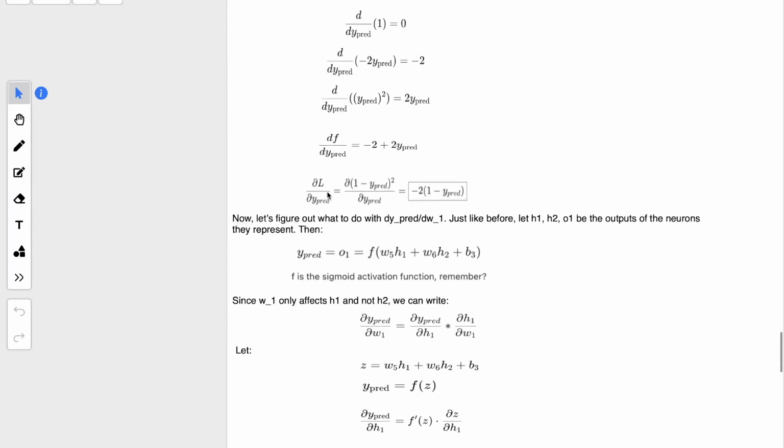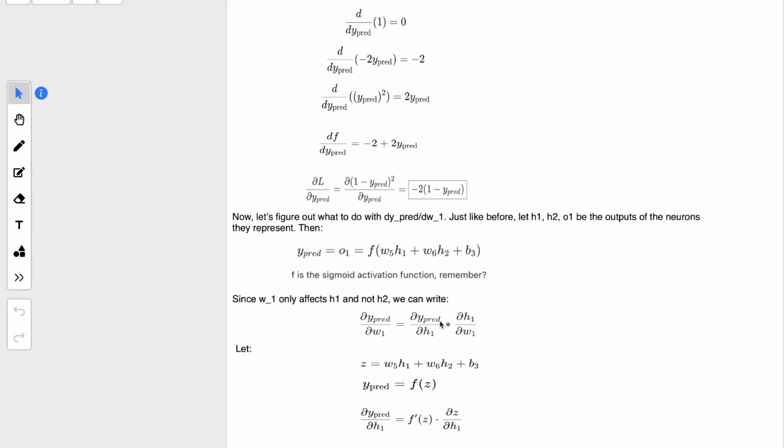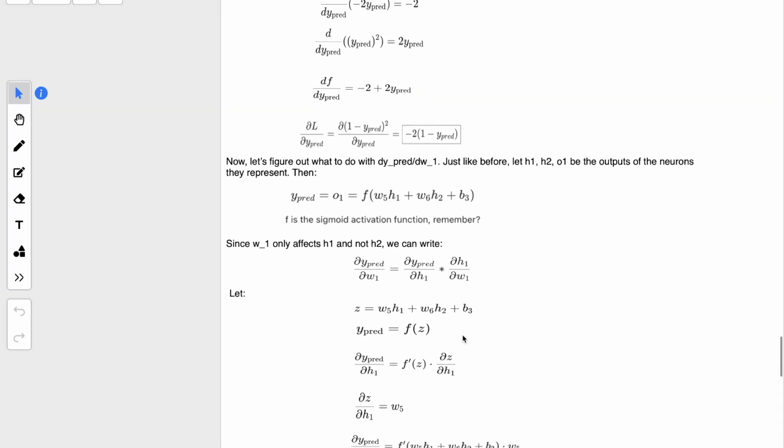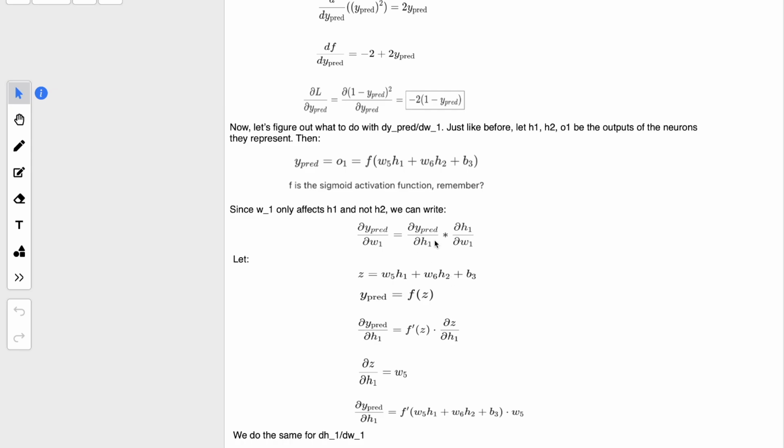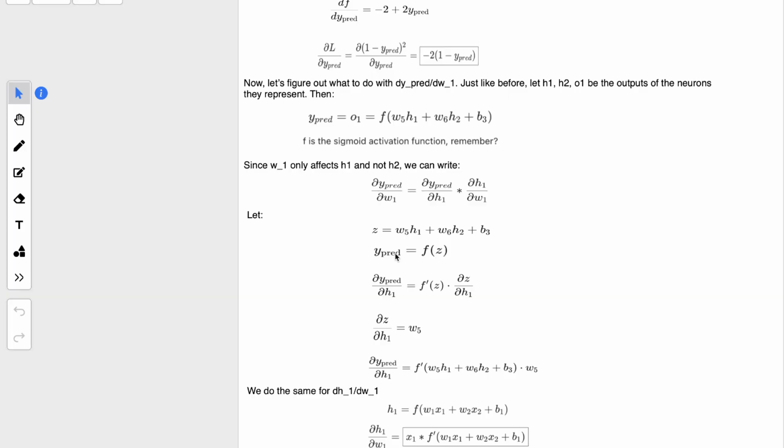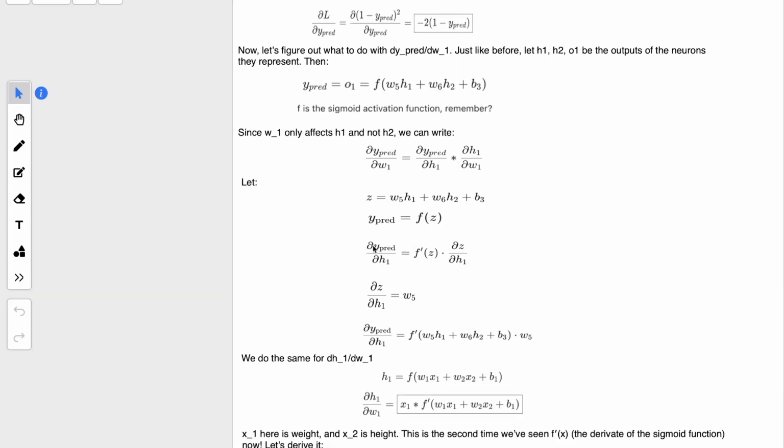We calculate delta h1, and then we apply the chain rule, which says delta ypred by delta w1 is equal to delta ypred by delta h1 into delta h1 by delta w1. So we know our ypred, let's call it z, which is w5 h1 plus w6 h2 plus b3. So it's easy to calculate this term, right? Because ypred is directly depending on h1. So ypred is, let's say, function z. Then we calculate h1, which is function z into delta z by delta h1.